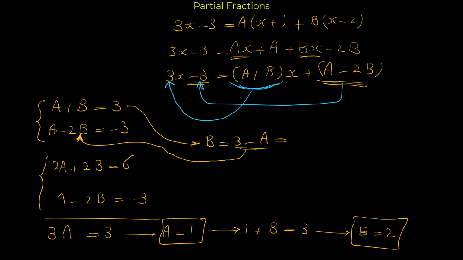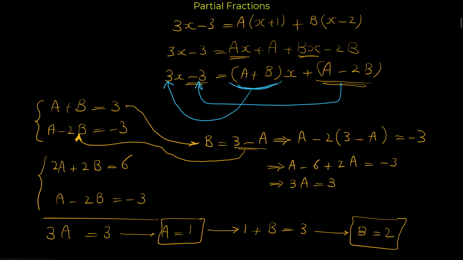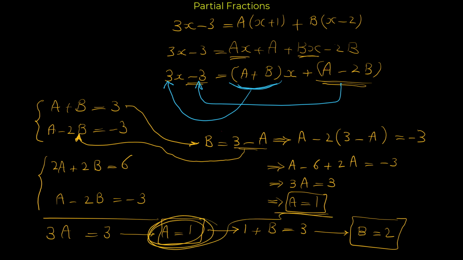So then we have a minus 2 times (3 minus a) equals negative 3. If we simplify this, we have a minus 6 plus 2a. Attention, negative 2 times negative a would be positive 2a, equals negative 3. a plus 2a would be 3a. Move 6 to the other side, 6 minus 3 would be 3. And from here, finally, a is 1. Exactly the same value as with the other method.